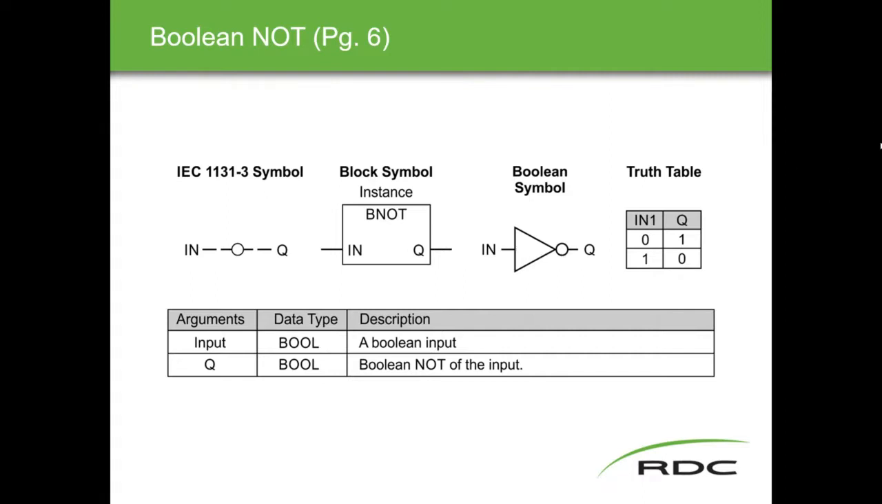So, Boolean NOT. It's just an inverse of the input. Nothing new here. It's just like an examine off, or examine on if it wasn't this way. You'll see that they have a function block here called BNOT, which stands for Boolean NOT. Again, this changes between different manufacturers, but most often it'll be represented in a shape, and we'll discuss that later.